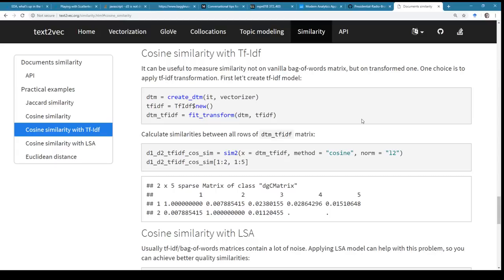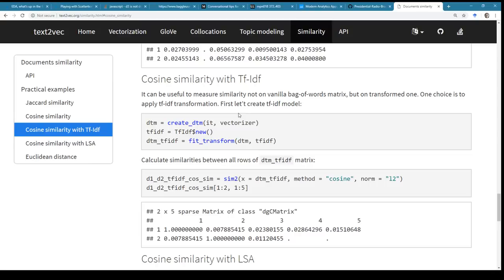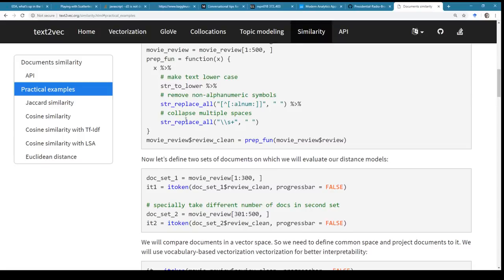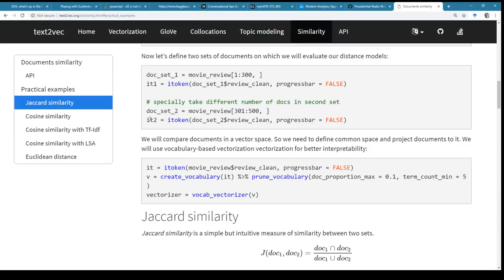I remember reading the text effect is much better, optimized though. So it's going to be a little bit faster maybe. DTM, TF-IDF, DTM vectorizer. Right. So they do some cleaning of the document, and then they define two sets of documents for their distance model. And then, okay, so this is using a vector space comparison.